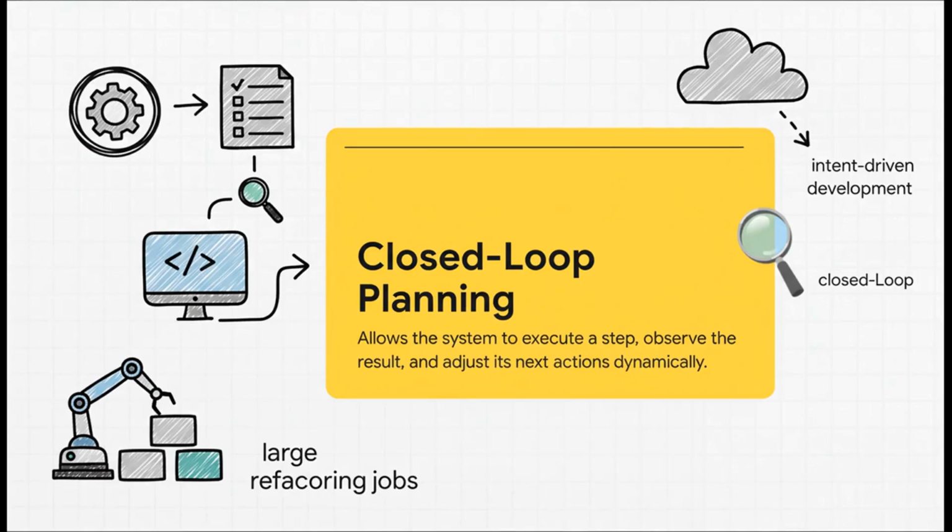And here's the real magic, the secret sauce. It's something called closed-loop planning. What does that mean? It means Copilot isn't just a robot blindly following a script. After every single step, it stops and observes the result. Did a test just break? Did the compiler throw an error? It takes that feedback and uses it to adjust the rest of the plan on the fly. It's adaptive, which is just crucial for any real-world coding.